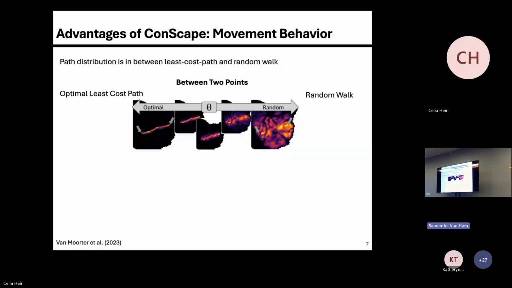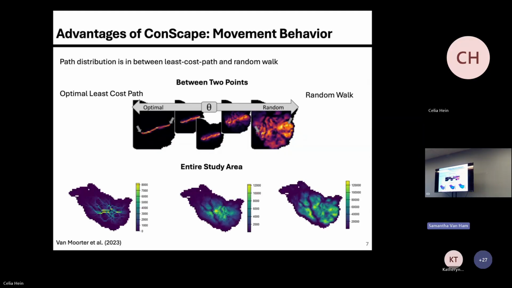And so this is just between 2 points. You can do this if you're not considering this opposite side in ConScape. But for the most part, we're really concerned with the entire study area, so paths between all possible pairs of pixels. That would look something like this, where toward the least cost path side you have this kind of spready habitat effect over here. And then as you widen out that path distribution, you see the expansion of that functional habitat.